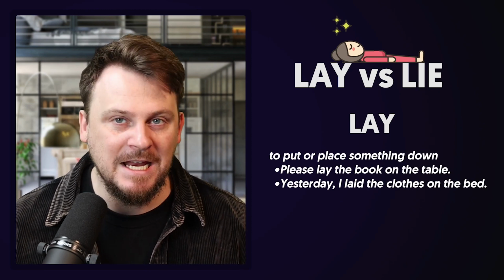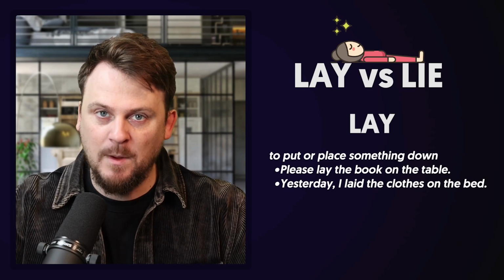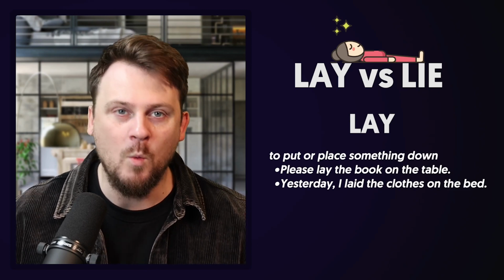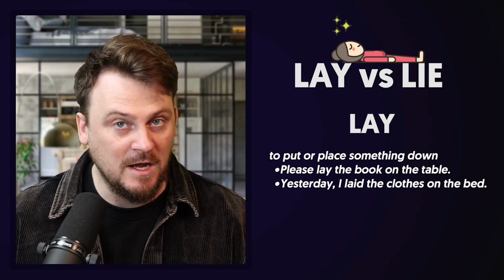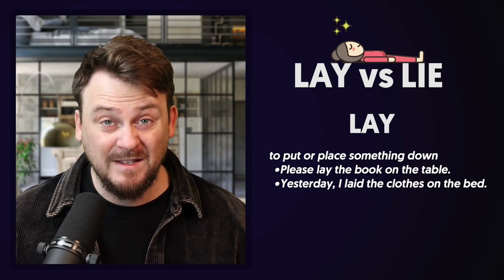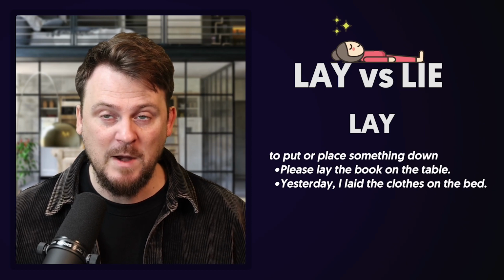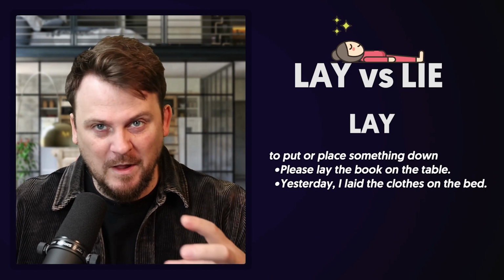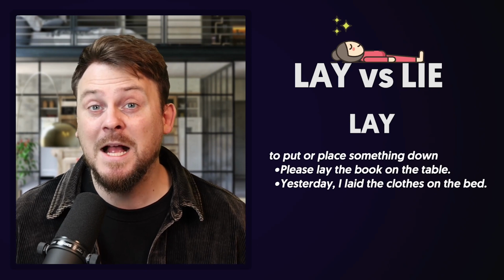Yesterday, I laid the clothes on the bed. Now, this is the past tense of lay, L-A-I-D. So if you want to use the past tense, you or someone or something is doing the action of laying in the past, laid. What is the direct object? The clothes. Where? On the bed. So the bed is not the direct object. The clothes are the direct object. Okay, so if that's the situation, where you have that basic structure of verb followed by direct object, it's probably going to be lay.